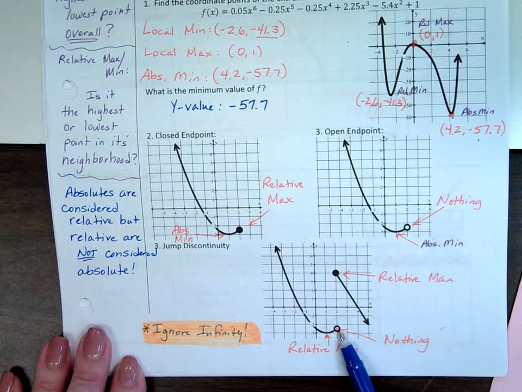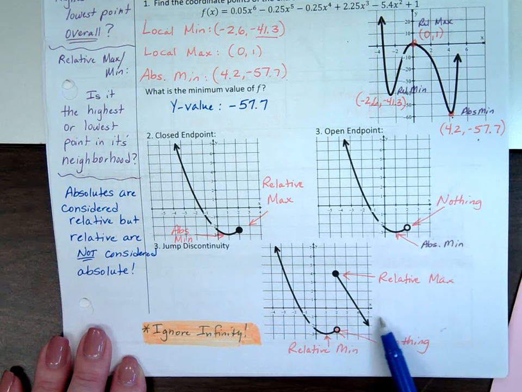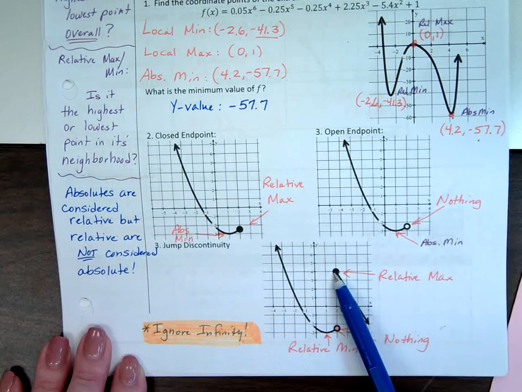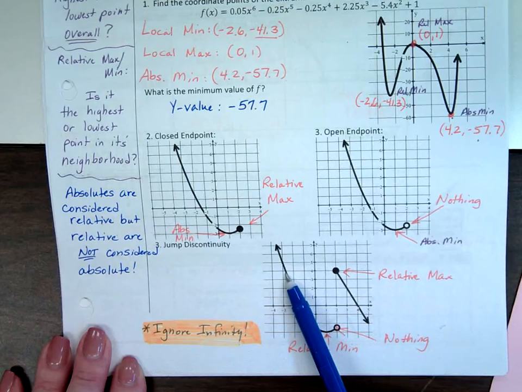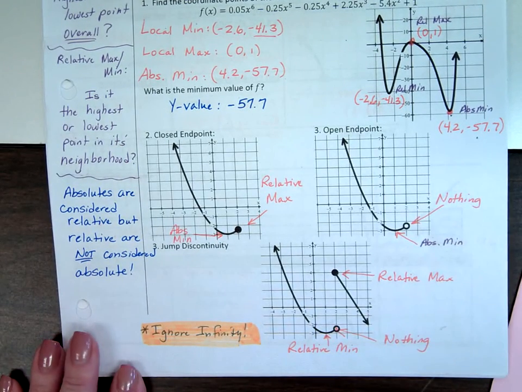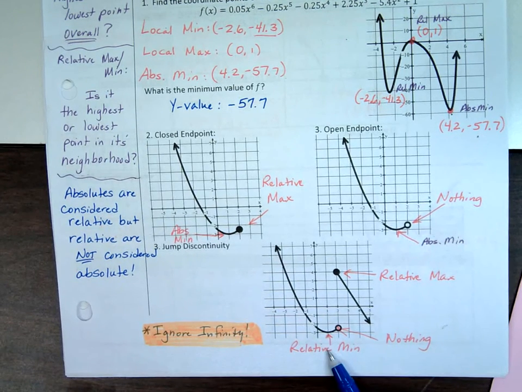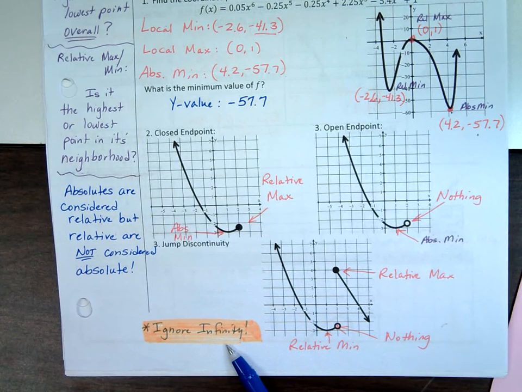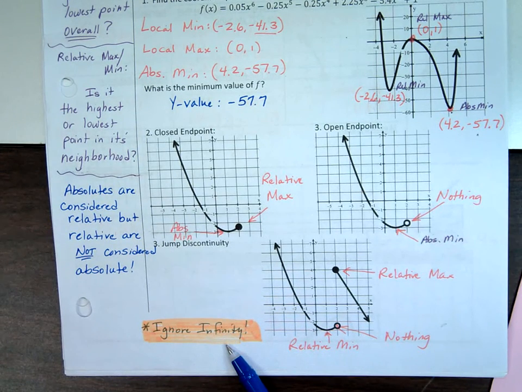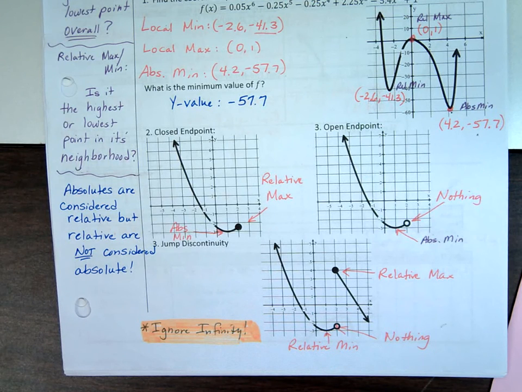This circle is still open, so it's nothing. And now I'm tracing over to the next part of the graph, and this guy's a high point in his hood. He's not the highest point overall because they go to infinity. And so he is a relative max. So things change up when infinity gets involved. So when you're figuring out relatives, you're ignoring infinity. But when you're looking at overall, you want to include infinity. So absolutes are including infinity where relatives are not.